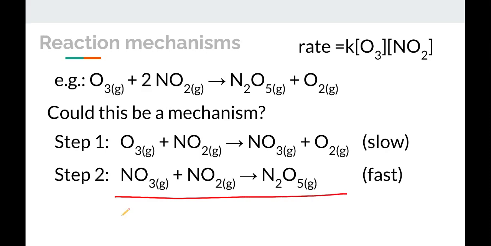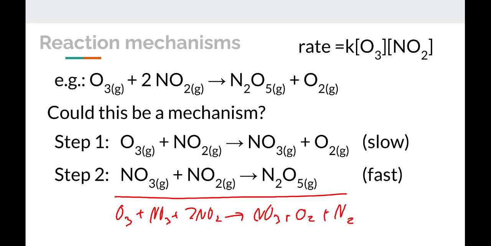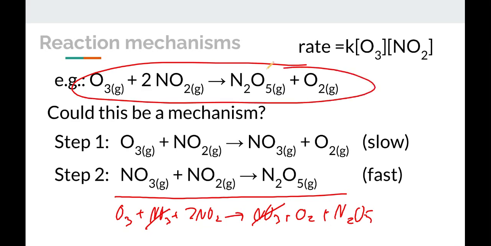And if we add these together, we will have O3 plus NO3 plus 2 NO2s makes NO3 plus O2 plus N2O5. And we have NO3 on both sides, and we can cancel it out. And when we do that, we notice that we have exactly the same reaction as the overall reaction that we were first looking at. Okay, so that check works out.